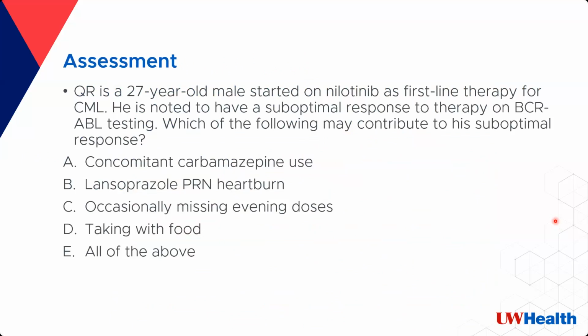So here at our first assessment question, QR is a 27-year-old male who started nilotinib as first-line therapy for CML. He's noted to have a suboptimal response to therapy on BCR-ABL testing. Which of the following may contribute to his suboptimal response? So you can throw it in the chat. Is it A, concomitant carbamazepine use, B, lansoprazole as needed use for heartburn, C, occasionally missing evening doses, D, taking with food, or E, all of the above? And I'll give you guys a moment to put in your thoughts.